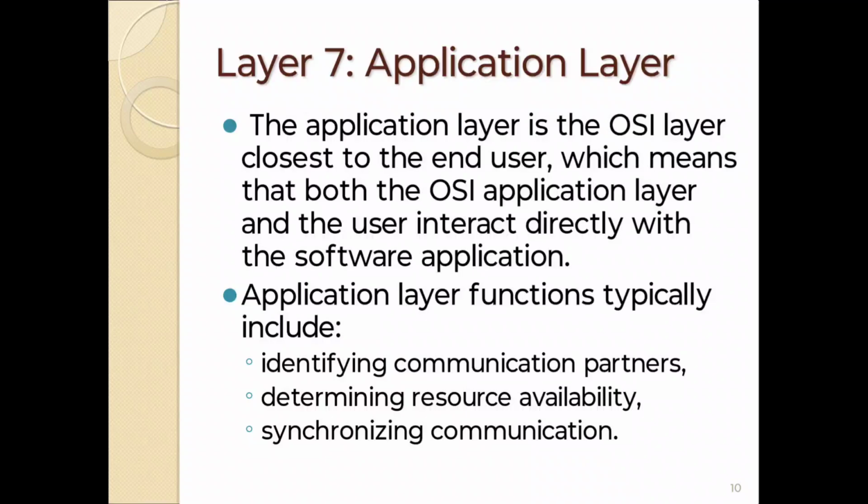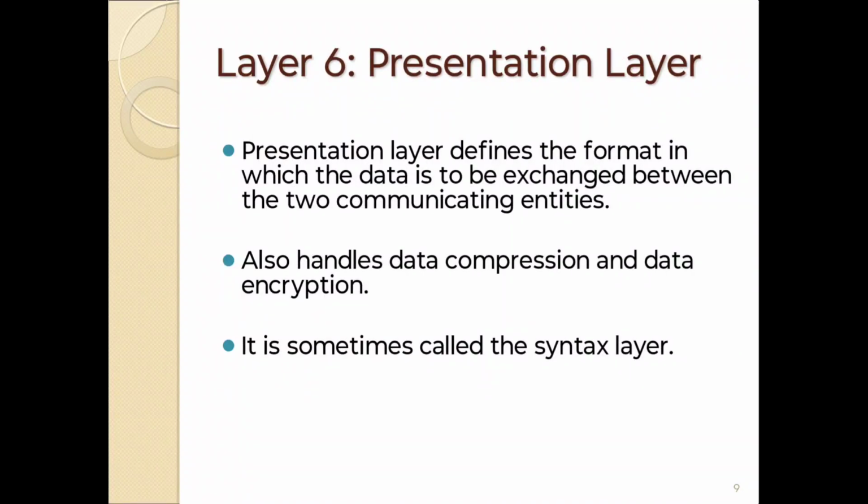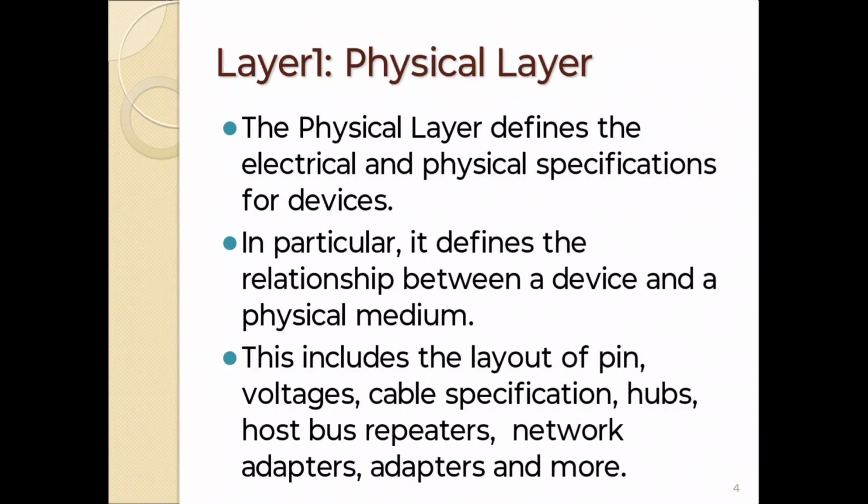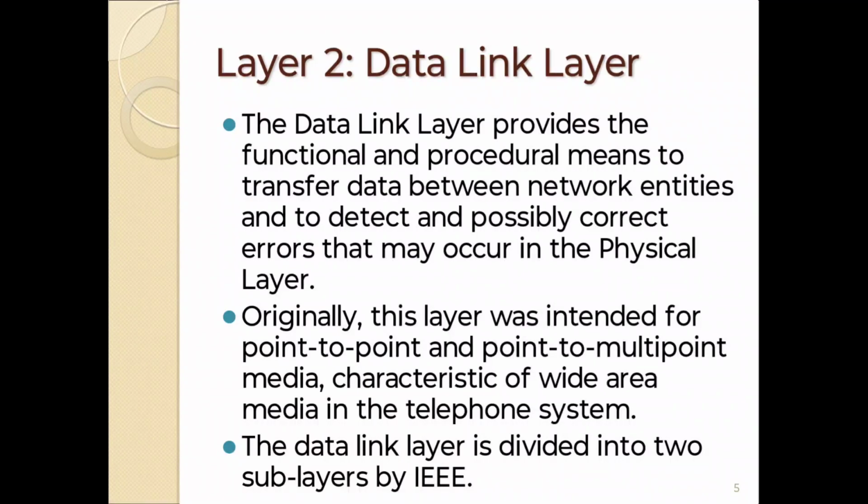So, what are the 7 layers of the OSI model? First one is the physical layer, which defines the electrical and physical specifications for the device. It explains the relationship between the physical device and the physical medium. Then the data link layer provides the functional and procedural means of data transfer. It is a connection between data and the physical layer.